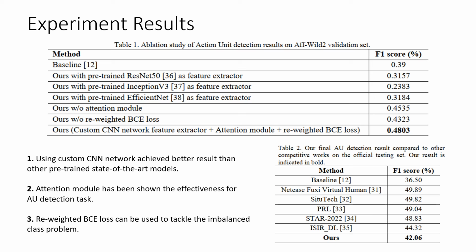The experiment results prove three points. First, using a custom CNN network achieves better results than other pre-trained state-of-the-art models. Second, the attention module has been shown to be effective for the action unit detection task. And third, reweighted binary cross-entropy loss can be used to tackle the imbalanced dataset for the multi-label classification task.